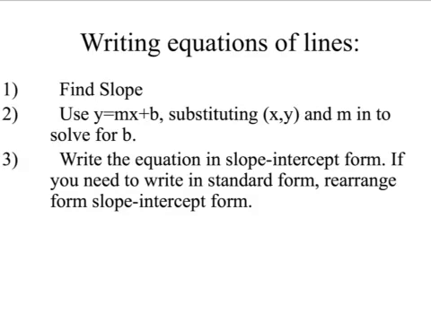So to write equations of a line, our first step is always to find the slope. We can't do anything linearly unless we know what the slope is. So we want to be able to find the slope first. The second step is to use y equals mx plus b, substituting x and y and m into the equation to solve for b. The third step is to write the equation in slope-intercept form. And if you're asked to write the equation in standard form, you want to rearrange from slope-intercept form.